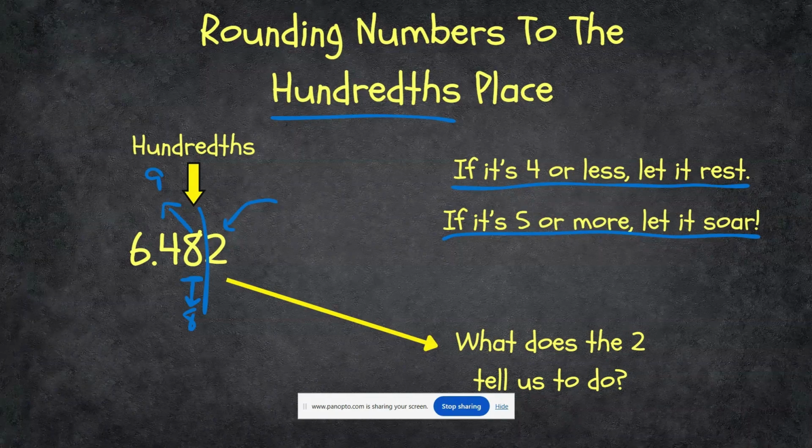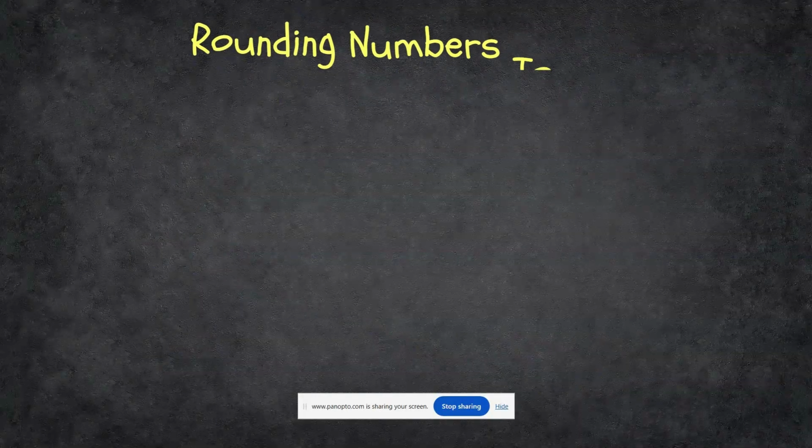Stay exactly the same. So when we rewrite our number, everything's going to stay the same that's to the left of our vertical line. 6.48. That 8 stays the same. So 6 and 48 hundredths is what our number will round to. All right, let's take a look at one more example.